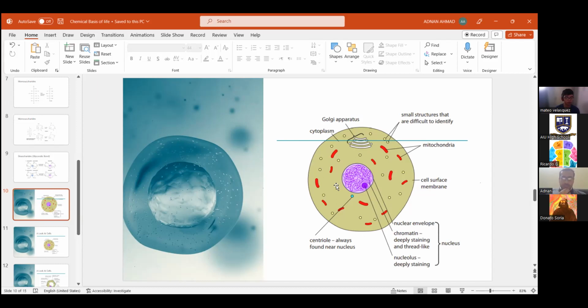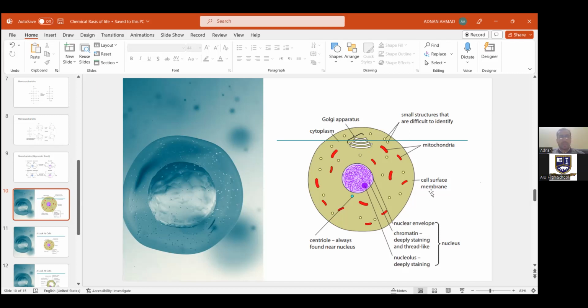Excellent. Okay, so as you can see here, the outermost layer is the cell surface membrane, and there is no cell wall. So remember that in an animal cell, there is no cell wall. This is the main thing that differentiates an animal cell from a plant cell.